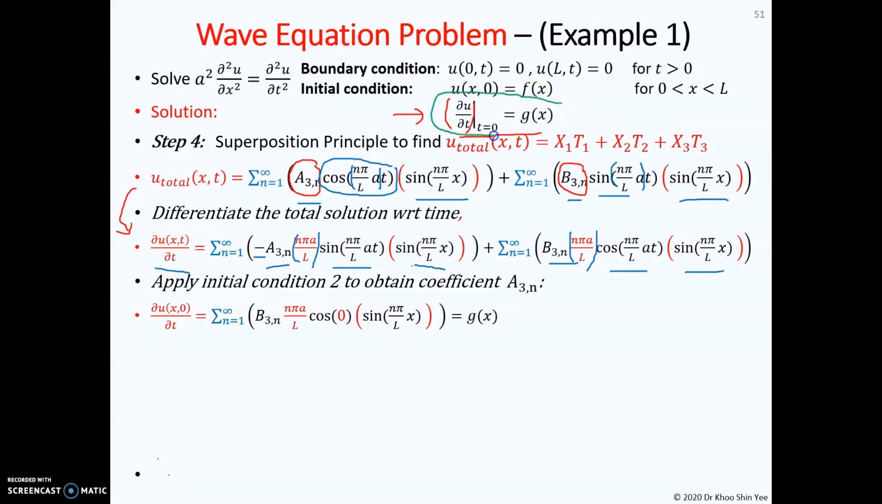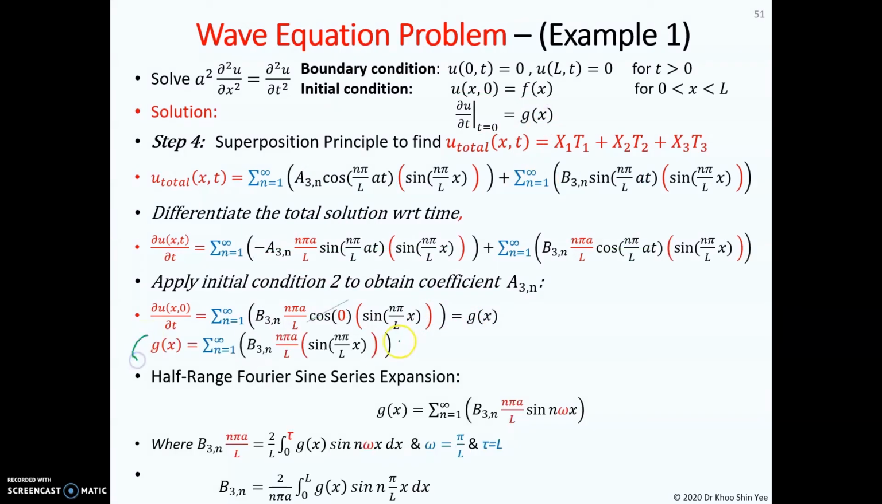Let's apply the second initial condition here. You need to substitute t equal to 0 inside the du over dt here. Then you obtain the g(x) answer. After we substitute t equal to 0, sine 0 means this component will be eliminated. You only have cos 0, which gives you 1. And you have the B multiplied with this coefficient and the sine term, which is over here. And this result will be equal to the g(x) function.